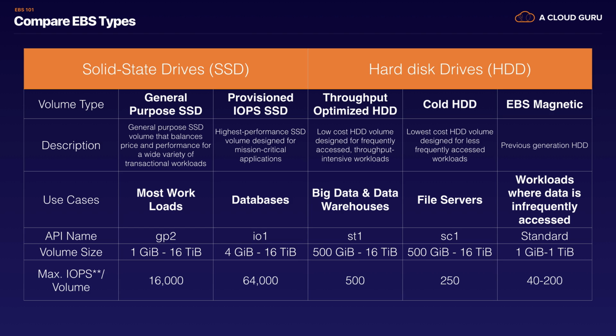And we then have EBS magnetic. This is basically previous generation hard disk drive. It is still available, so you can still use it in the console. And this is basically for workloads where data is infrequently accessed. So it might be where you're doing a bit of data archiving, but for some reason you opt not to use Glacier. And again, the IOPS for that is between 40 to 200.